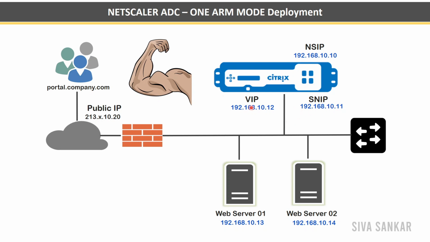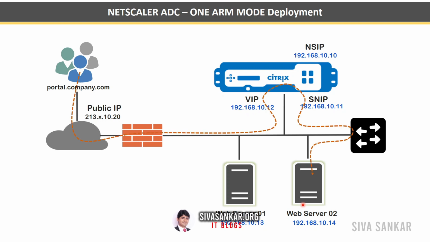A typical one arm mode looks very simple. You will request only one VLAN for your NetScaler purpose. Let's say in this case 192.168.10.10 is your NetScaler IP, 10.11 is the subnet IP, and 10.12 is the virtual IP. Let's say you are publishing a service called portal.company.com, and this portal is running on these two web servers, right? Let's say they are in the same VLAN. That's why I put a switch here. Because it's in the same VLAN, we don't need a router.